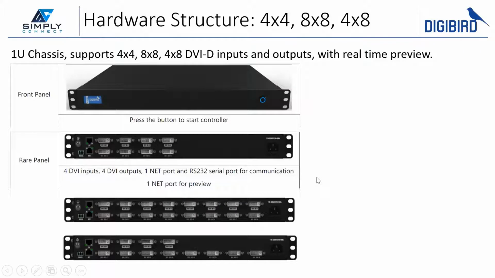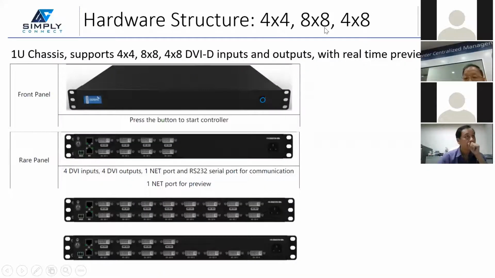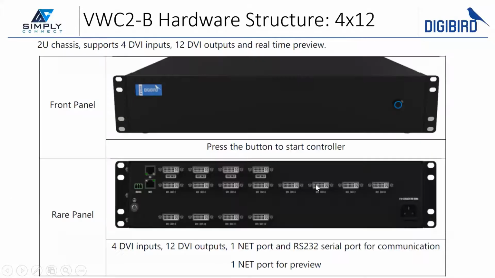So this is the chassis size. Just now you can see that 4x4, 8x8, and 4x8 are all 1U size, and the 4x12 is 2U size. All of this is available with a DVI interface. Later, I think in Q4, they will probably come out with an HDMI model.